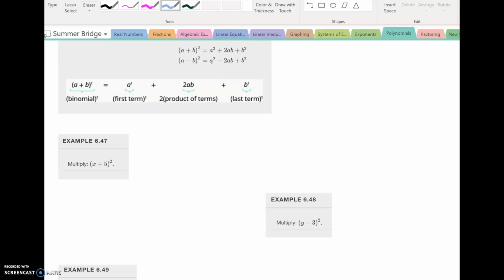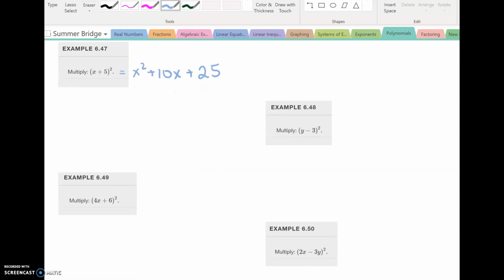this is meant to be a shortcut, and if it's not, then it's okay. But I notice here that for my first example, I have x plus 5, which would fall under that first example there. So I'm just going to square the first term, which is x squared. I'm going to multiply the first and the second term together, which would be 5x, and then multiply it by 2. So plus 10x, and then I square the second term to get my last one, which would be 25, and that would be the answer for this problem.